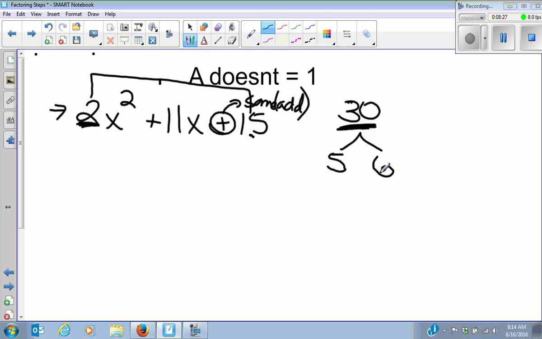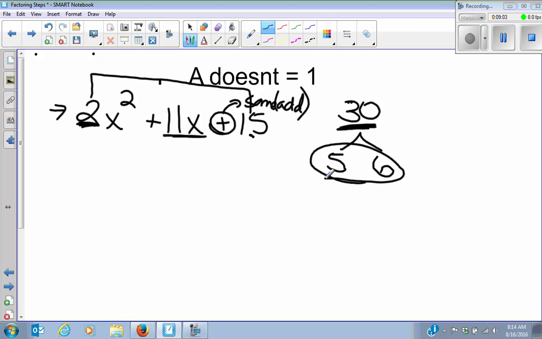Now, here's where the next part comes in. Remember how I said we change the way things look, we don't change their value. You see this 11 right here. I can rewrite 11 a whole bunch of different ways, can't I? I can write it as 10 plus 1, 8 plus 3. But do you see how I found the 30 and I knew that a 5 and a 6 are going to get me to that 30 and to the 11? Those are going to be the numbers I'm going to use. I'm going to change 11x into a 5x and a 6x.